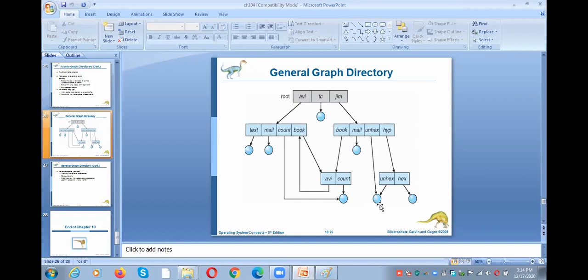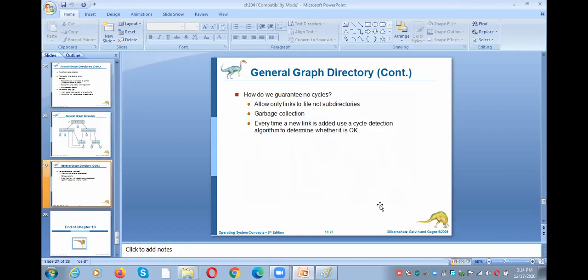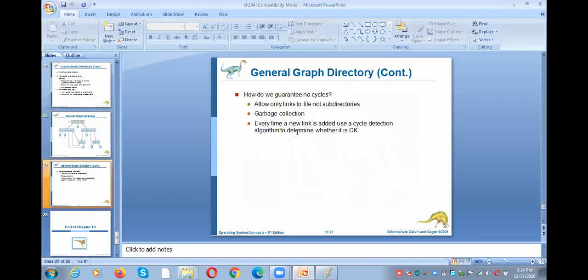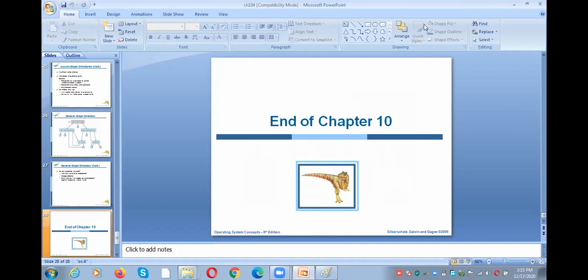Like that, here the cycle is also there. If you observe here, it is not acyclic, it is cyclic. Acyclic means there should be no loops. That's it. That is about the directory structure.